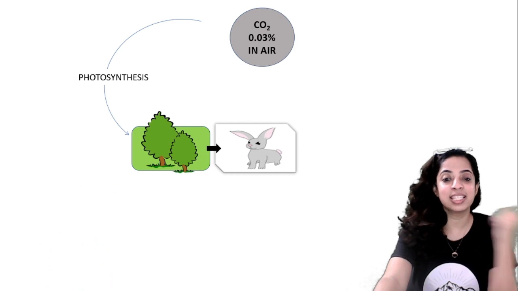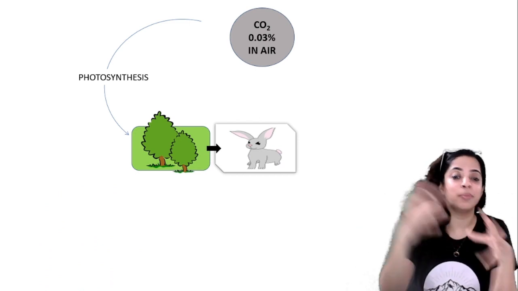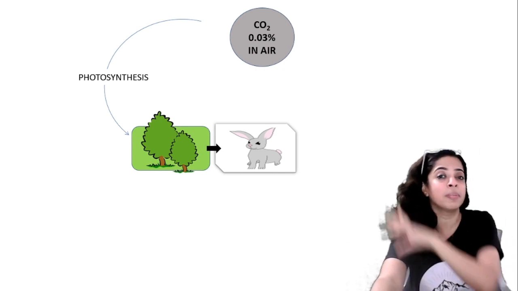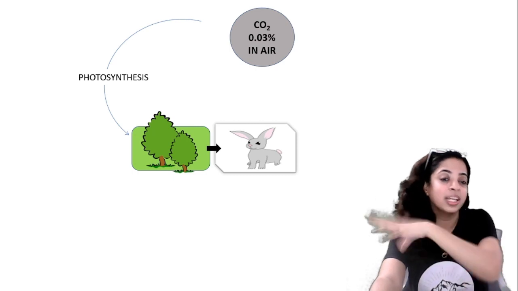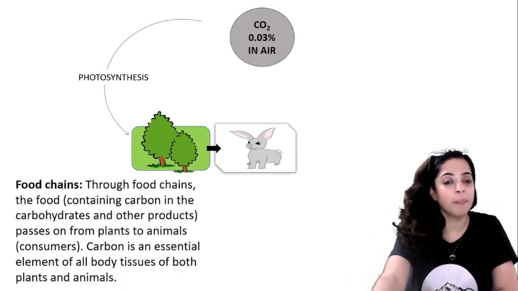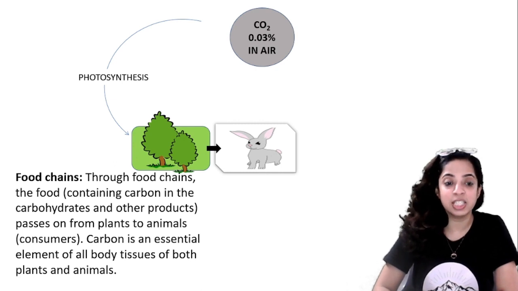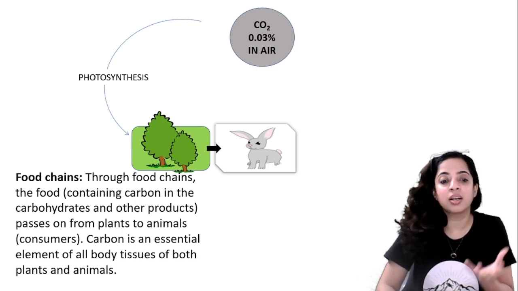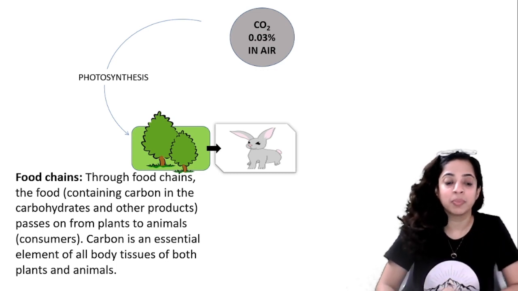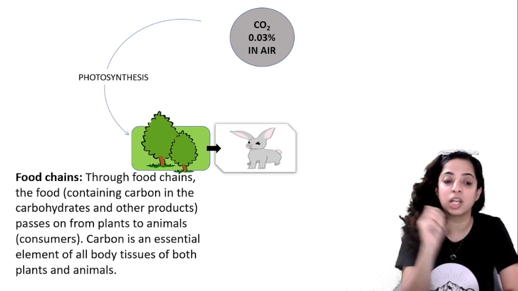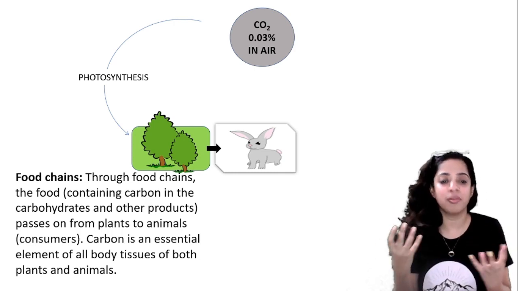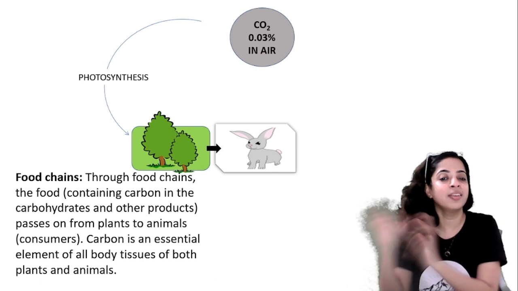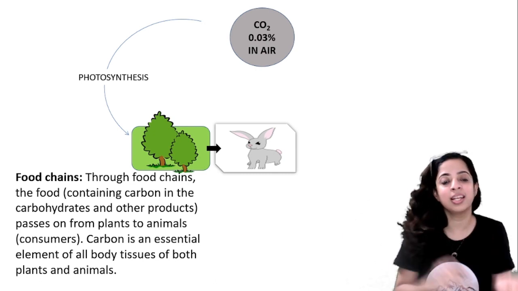The second is food chains. Whenever any animal, in this case a rabbit, is eating that plant, then sometimes some other animal will eat this rabbit, or they can eat the plant and the rabbit both. So what happens in food chains? Through the food chains, the food which contains carbon, obviously in the form of carbohydrate or any other products, passes on from plants to animals, that is consumers. Now this carbon forms an essential element of all the body tissues of both plants as well as animals. So another animal that eats any one of them, then carbon passes on to them.